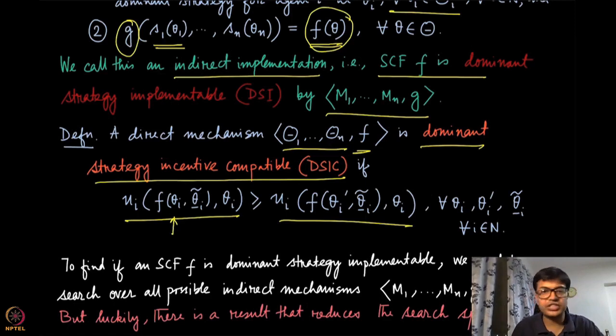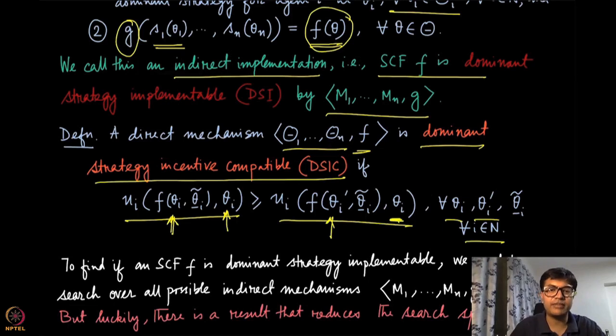This is a term we will be using very often. You can see already that we are going towards truthfulness. The truthfulness is saying that if you have a type theta I, where the second term in this tuple is essentially the true type, and you reveal your type to be theta I, then you get a utility which will not be surpassed by any other utility when your true type is theta I and you report something like theta I prime. If this inequality holds for all theta I prime and theta minus I tilde, that is why it is dominant strategy, because other players might not be truthful as well, but as an agent I, your best response will be to report theta I truthfully. And if it holds for all agents, then we call this direct mechanism dominant strategy incentive compatible.